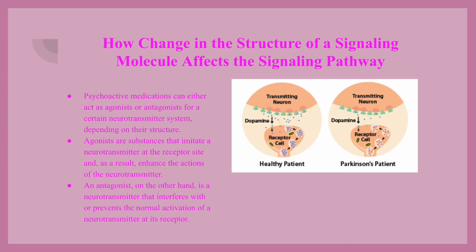Agonists are substances that imitate a neurotransmitter at the receptor site and as a result enhance the action of the neurotransmitter. An antagonist, on the other hand, is a substance that interferes with or prevents the normal activation of a neurotransmitter at its receptor. Low levels of dopamine, for example, are linked to Parkinson's disease, a degenerative nervous system condition.